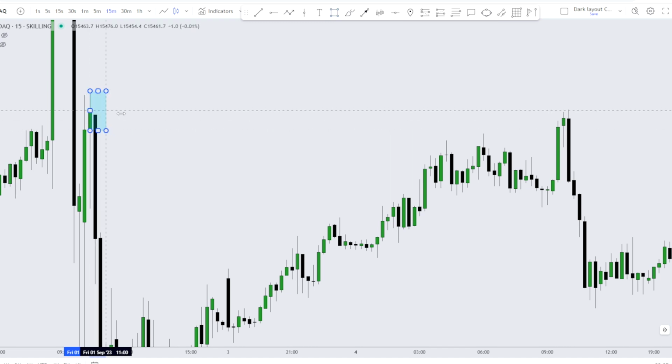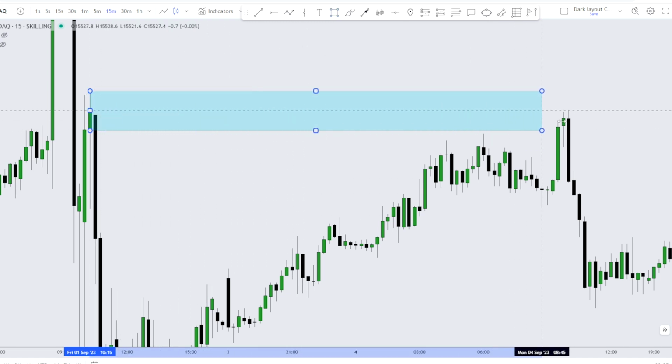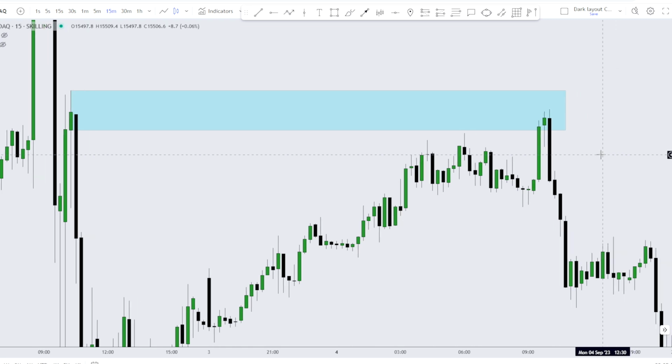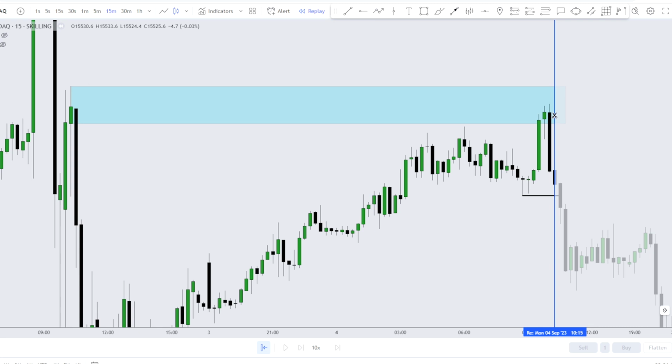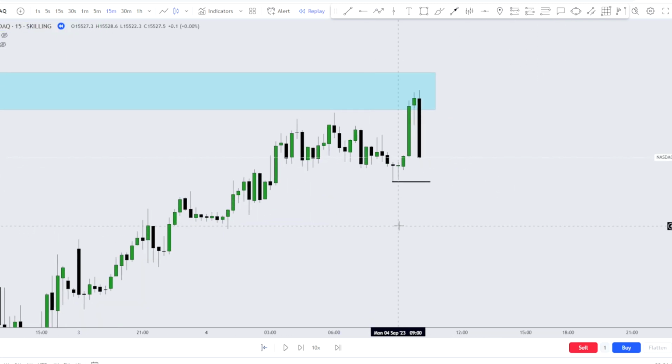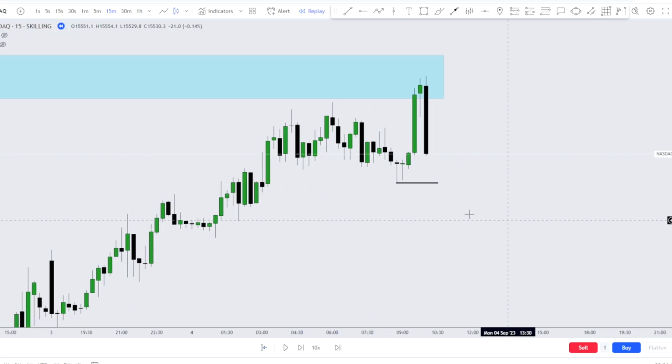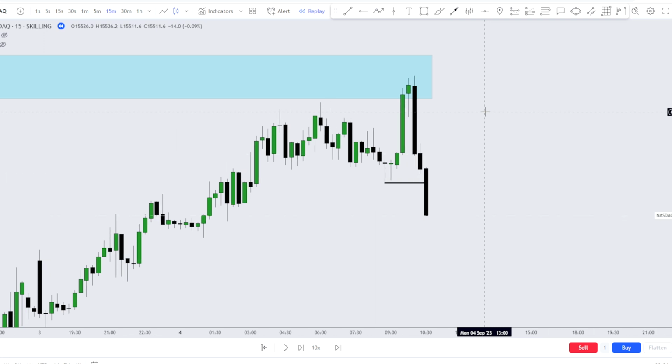So if we go now ahead and identify this order block up here, we see a very strong reaction from it. And then what do we see? We see a very impulsive change of character. And for this reason, what I'm gonna do, I'm gonna go ahead and click the replay tool, and we will begin our backtesting from here, let's say. Let's go ahead and see what happened here.